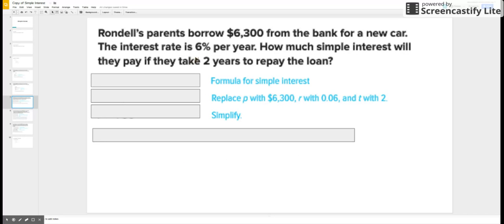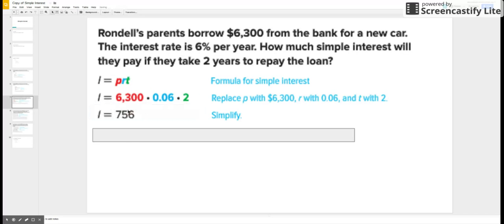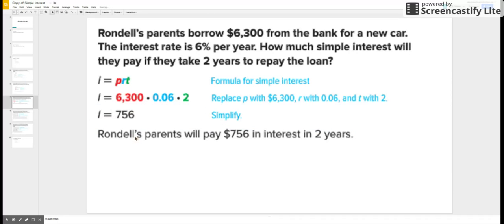Rondell's parents borrow $6,300 from the bank for a new car. The interest rate is 6% per year. How much simple interest will they pay if they take 2 years to repay the loan? So you start off with your formula, I equals PRT. Now you're going to replace P with principal. So you're starting off with $6,300, so that's your principal. Your rate is 6%, so you're going to change it to a decimal, 0.06, and it's 2 years. So you're going to replace T for time with 2 years. Multiply those three together, and you get 756. So Rondell's parents will pay $756 in interest in 2 years.